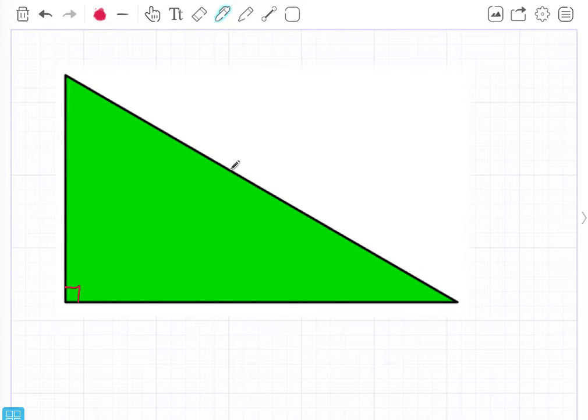Now the biggest side, we've already learned this from Pythagoras, is opposite the right angle, and it's got the name hypotenuse from the Greek. So that's hypotenuse. And we don't want to write that every time, so we're just going to label that with an H.